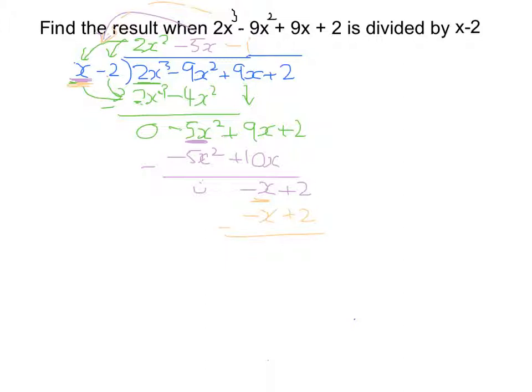Take that away from the line above it. Negative x take away negative x is 0. 2 take away 2 is 0. So we end up with 0 remainder. So there's not going to be any remainder at all in this one.